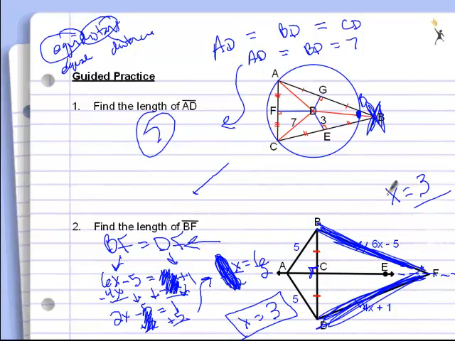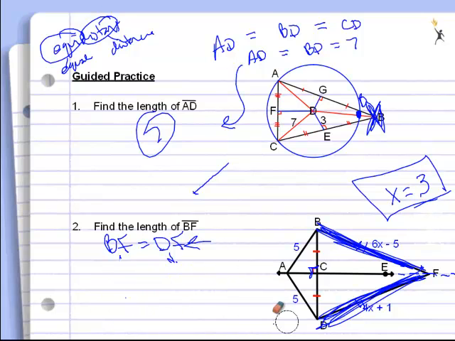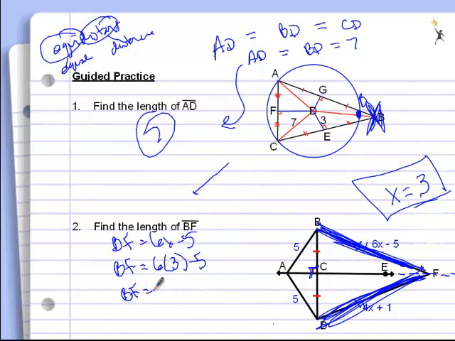Now, it would be great if I was done because I found x. Remember something. You just solved an algebra problem. You didn't answer the geometry problem. The geometry problem is asking for the length of BF. BF equals 6x minus 5. Well, I need to find out what that is. So I'm going to substitute in my x, which is 3. So instead of saying 6x minus 5, I'm writing 6 times 3 minus 5. And now I can simplify that. 6 times 3 is 18. 18 minus 5 is 13. So BF equals 13.